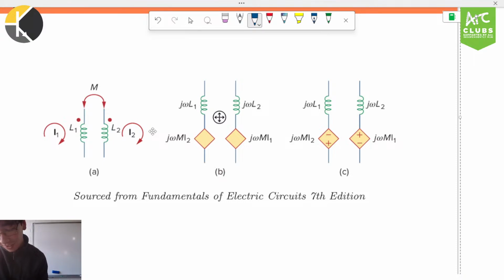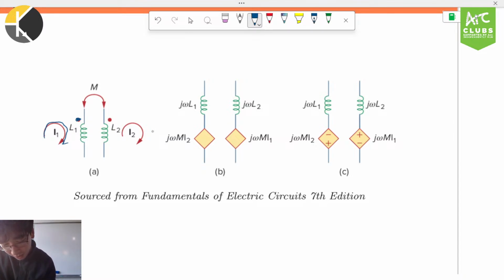So basically what you do is you express these dotted terminals as dependent voltage sources. So basically you can forget about which dot is positive, which dot is negative, and it'll simplify your working out a lot more. So just going through this example, the current flows into the dotted terminal here.